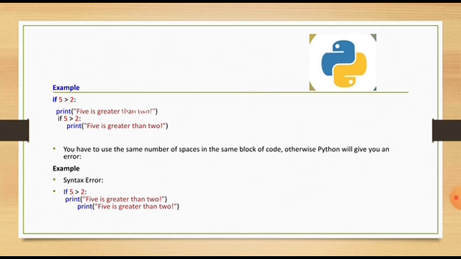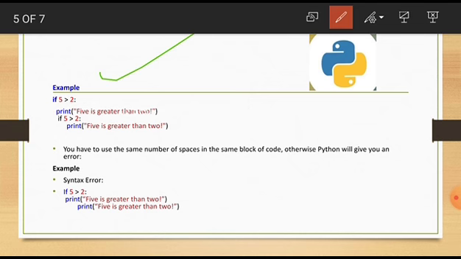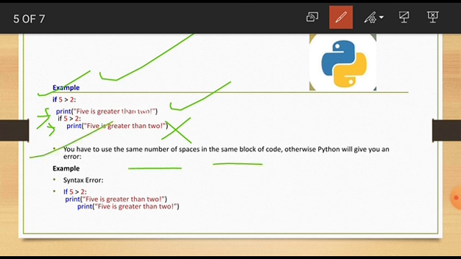Here you can see another example. If 5 is greater than 2 colon, in the next line after leaving some space, print 5 is greater than 2. After that, in the next line, if 5 is greater than 2 colon, this will be wrong. You have to use the same number of spaces in the same block of code, otherwise Python will give you an error. So this will give you a syntax error.